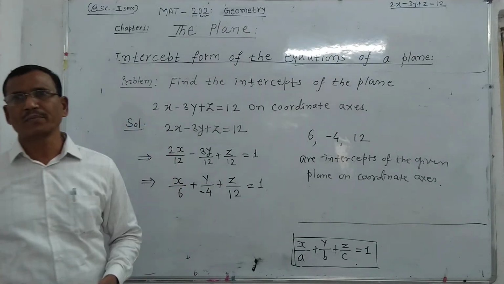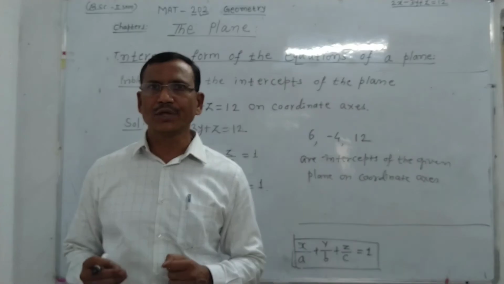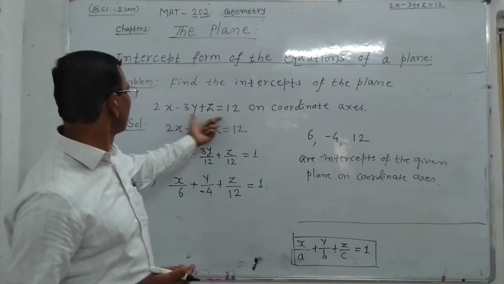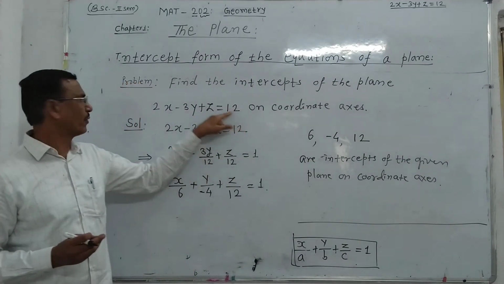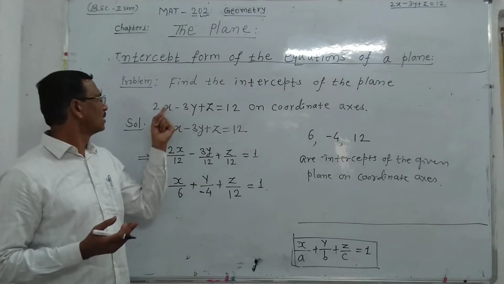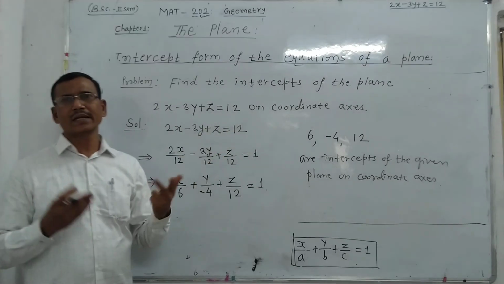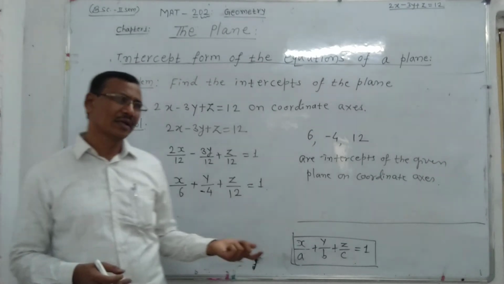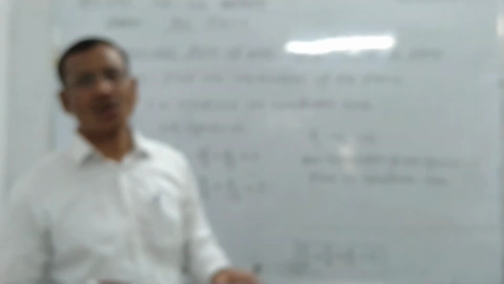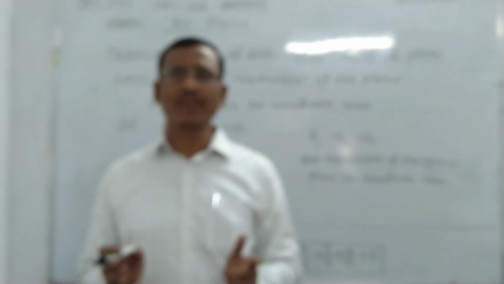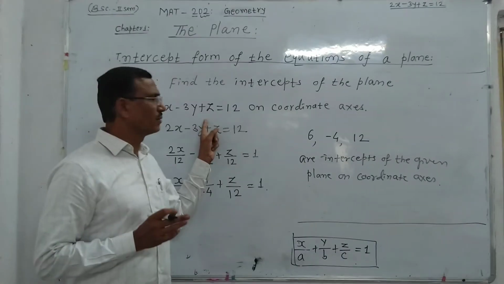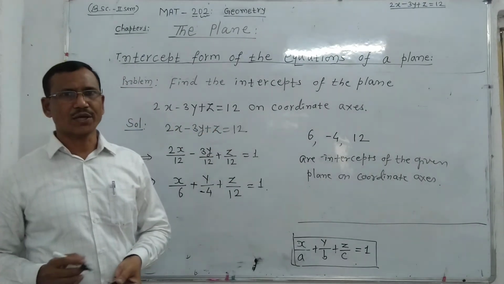Such a type of question can be asked for MCQ because it is very small. You can calculate orally also, dividing by 12. What are the denominators? These denominators are the intercepts made by the plane on the coordinate axes. Any problem can be solved in this manner, which can be asked for MCQ.